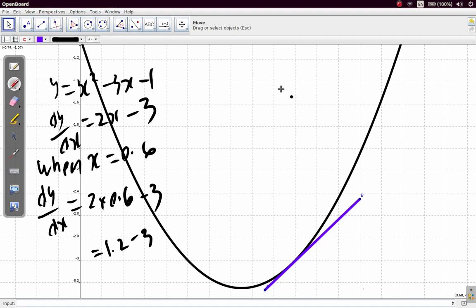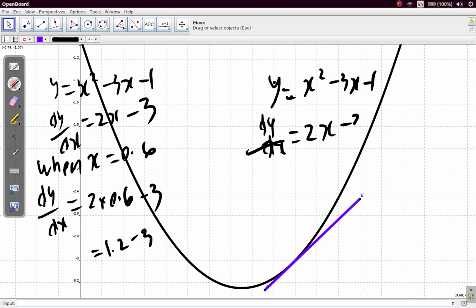What you have is y equals x squared minus 3x minus 1. Then you differentiate. You did it before, but just do it again. dy by dx is equal to 2x minus 3. And at x equal to 2, dy by dx is equal to 2 times 2 minus 3, which is 4 minus 3, which is 1. So the gradient would be 1.